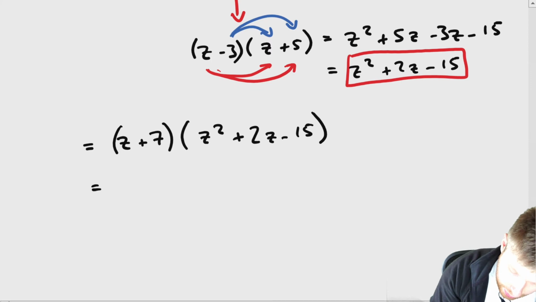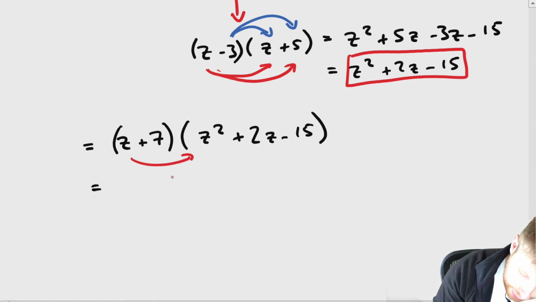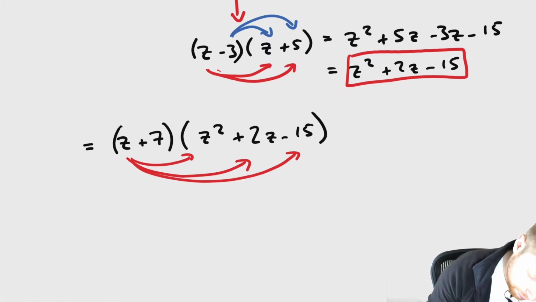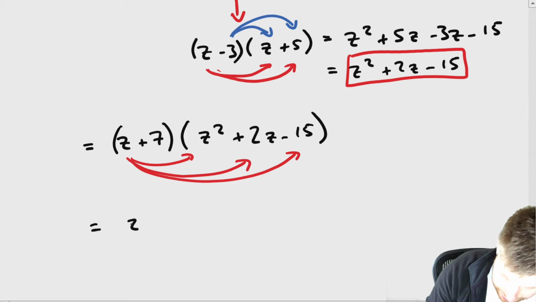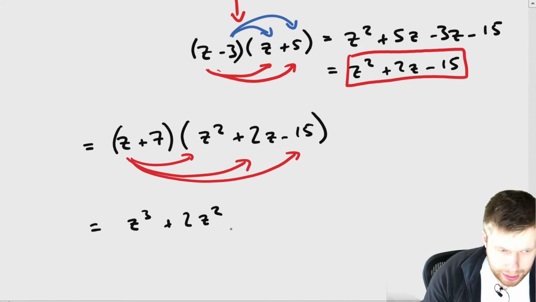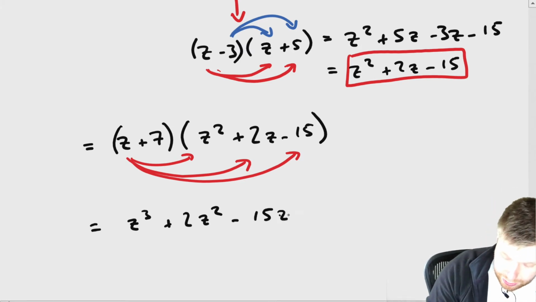All right. And then again, all I'm going to do is make sure everything in the first bracket meets up with everything in the second bracket. So let's do the z meeting up with everything in the second bracket first. So z times z makes z cubed. z times 2z makes positive 2z squared. And then z times by negative 15, that makes negative 15z.